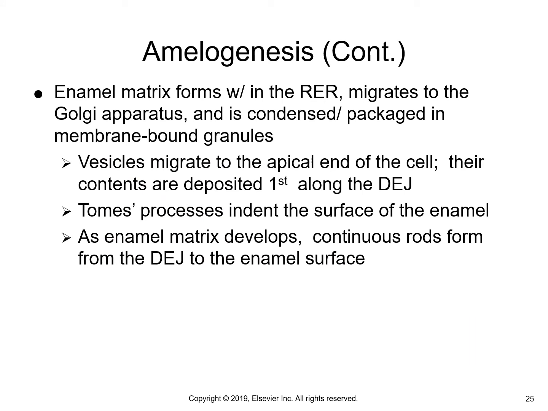So as the ameloblast differentiates, the enamel matrix is formed within the rough endoplasmic reticulum, which will then migrate to the Golgi apparatus, where it is condensed and packaged in membrane-bound granules. These vesicles will migrate to the apical end of the cell, and their contents are deposited first at the DEJ. The Tome processes indent the surface of the enamel, and as that enamel matrix develops, continuous rods form from the DEJ out to the enamel surface.